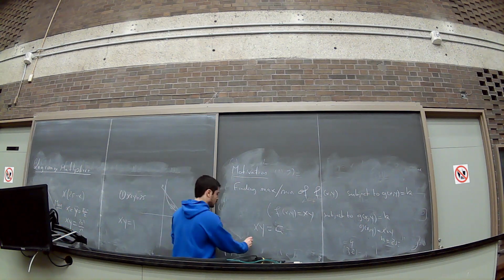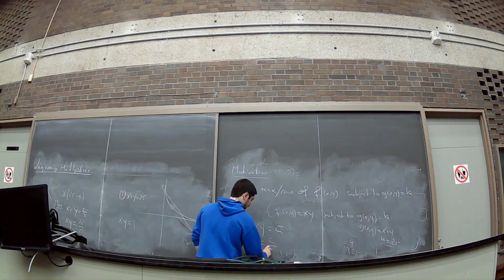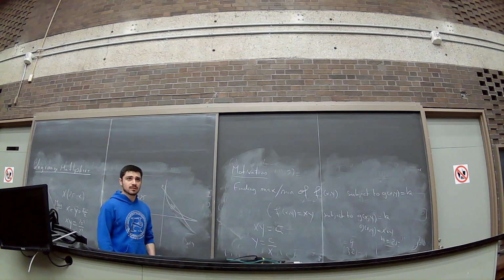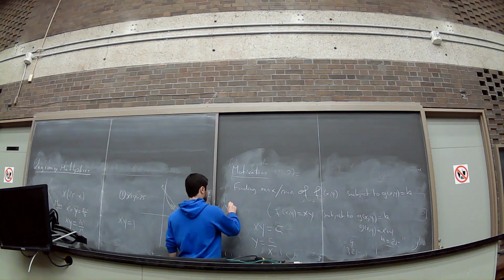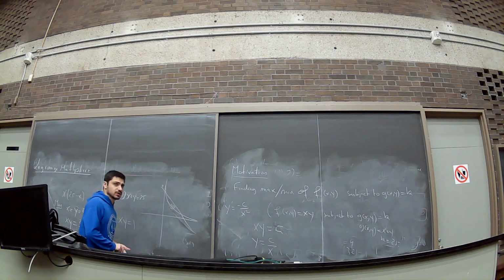So you can solve y is equal to c over x. Do you agree? What is the slope of the tangent line? It's minus c over x squared. So y prime is minus c over x squared.